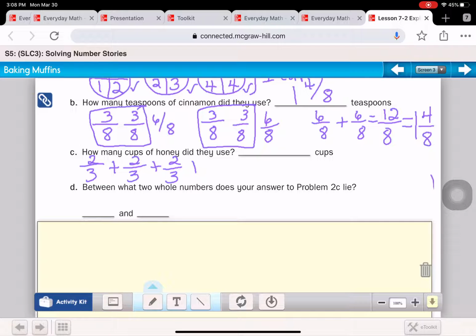And then question D says, between what two whole numbers does your answer to problem C lie? And that would be between 2 and 3.